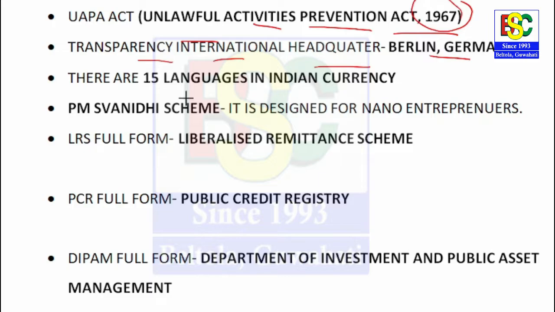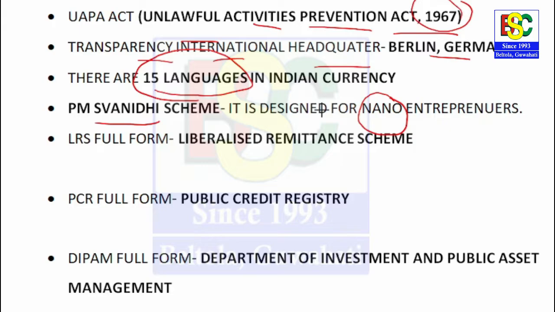How many languages are there in Indian currency? 15 languages are there in Indian currency. Next is the PM SVANidhi scheme. It is designed for nano entrepreneurs. Who are nano entrepreneurs? Those entrepreneurs who are very small, or working in a very small scale industry.